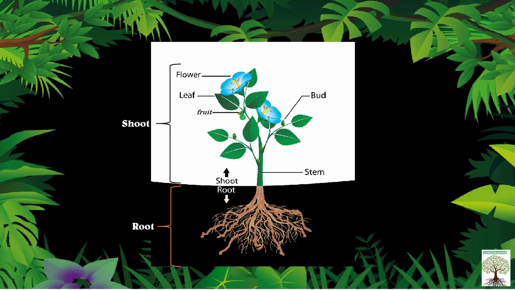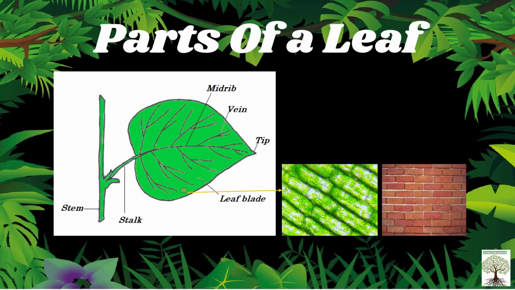So let's see the parts of a leaf. A leaf has two main parts, a stalk and leaf blade. Now stalk connects leaf blade and stem. Also leaf blade has many small veins and also a main vein. This main vein, the middle main vein, is also called midrib. They support the leaf and also transport food and water in the leaf.